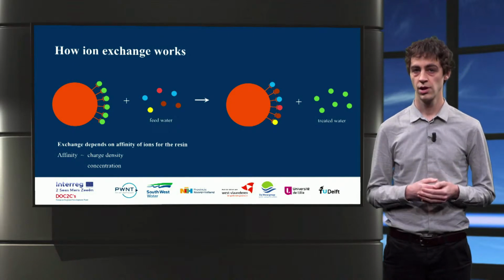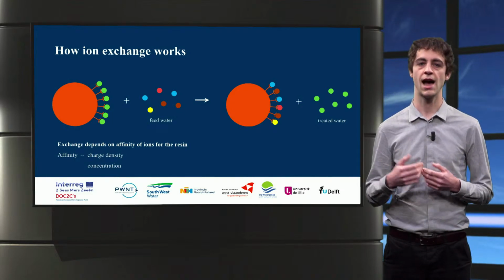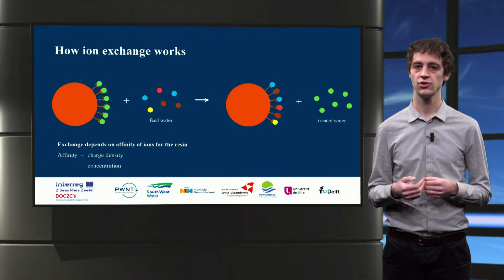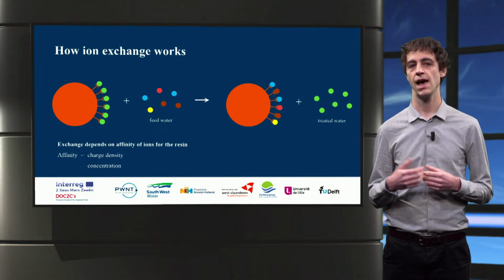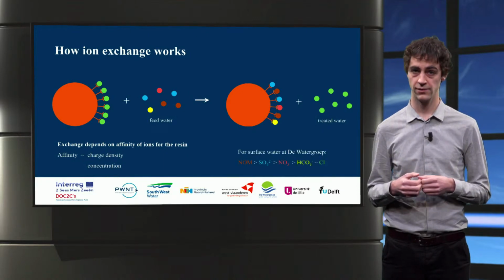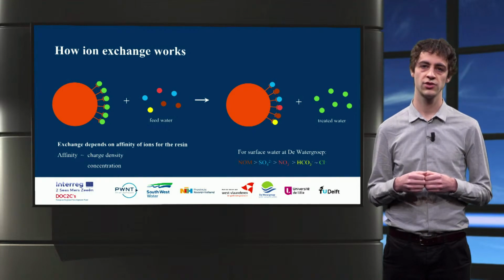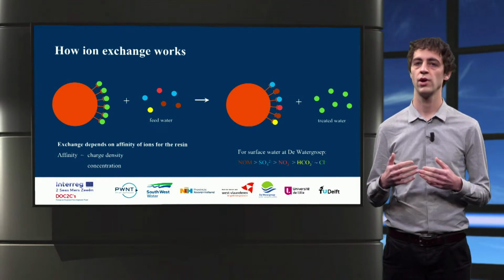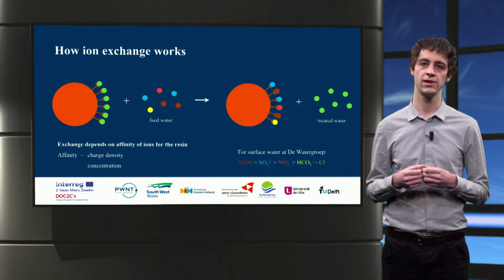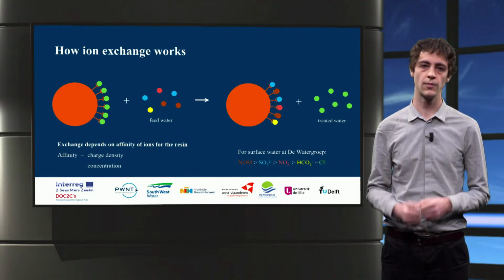In short, the ions on the resin are exchanged for different ions present in the feedwater, having a higher affinity for the resin. And the affinity is a function of the charge density of the ion and its concentration in the feedwater. For the surface water at the Watergroep, the affinity of the most important ions is shown in the following series. So, if we have a resin in chloride form, then sulfate and NOM from the feed water will bind to the resin, while chloride will be released.